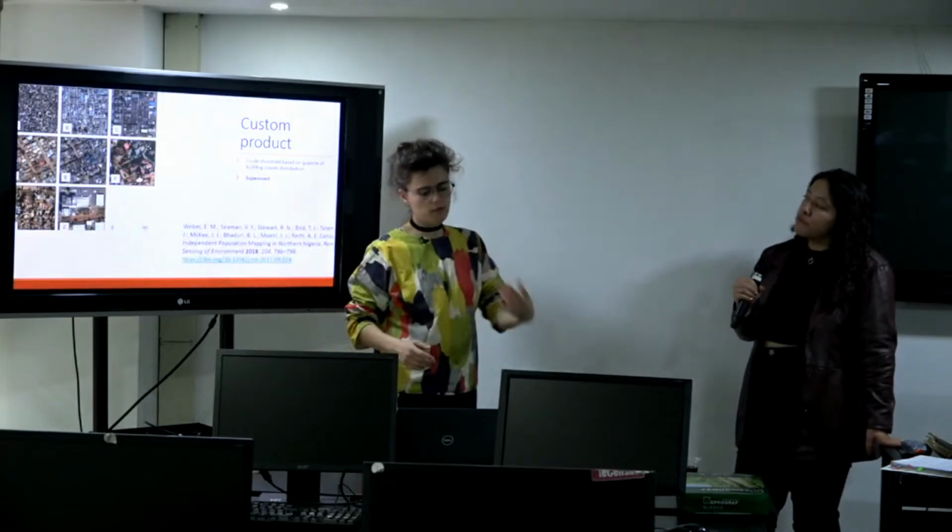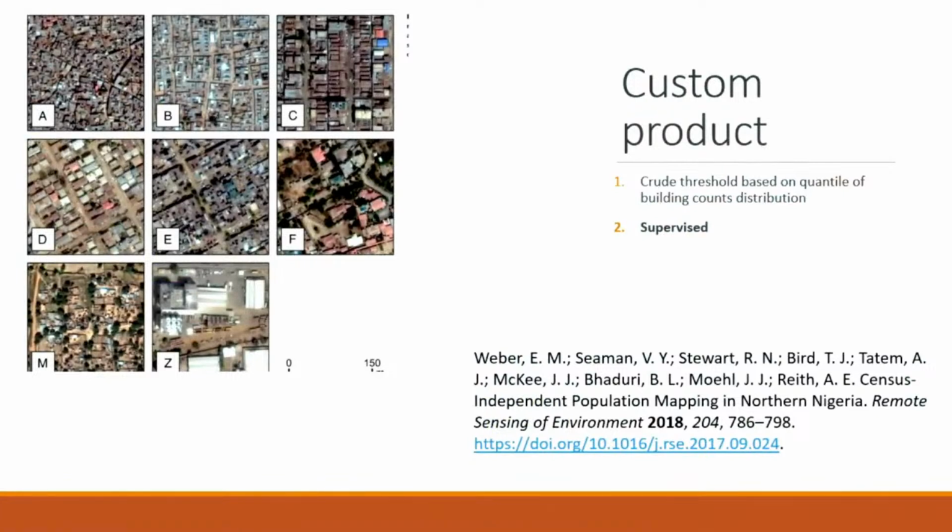Then you could do supervised classification, and that's based on training data. So someone creates a training sample by saying, this looks like very rural, this is like semi-rural, and so on. That's what they've done in Nigeria. They create 7, and then they run a supervised machine learning algorithm.